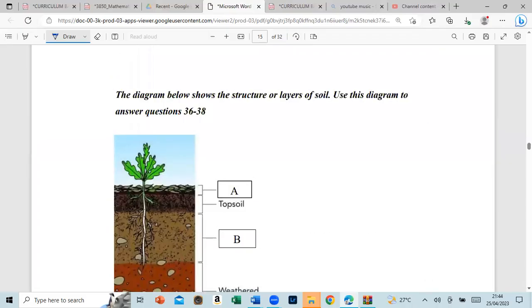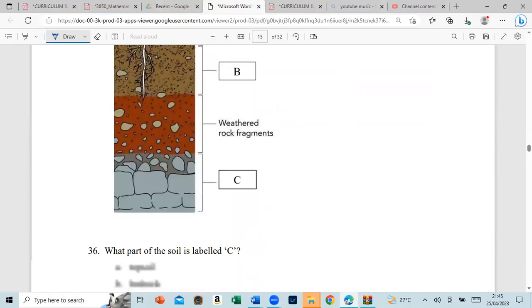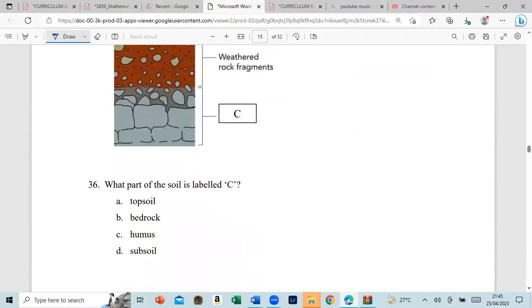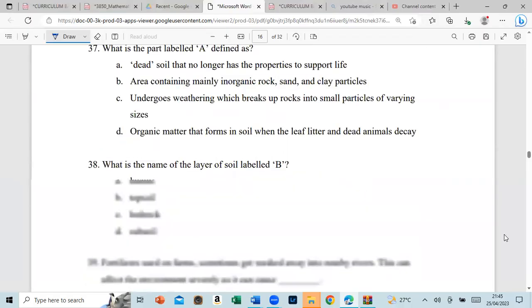The diagram below shows the structure or layers of soil. Use this diagram to answer items 36 to 38. What part of the soil is labeled C? That would be the bedrock, which is right here. All right, let's move on to 37.